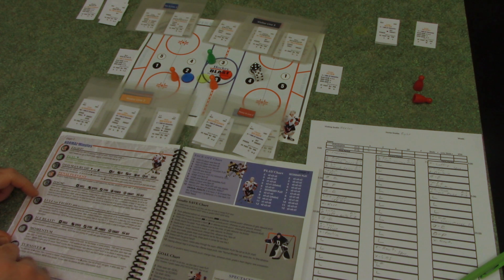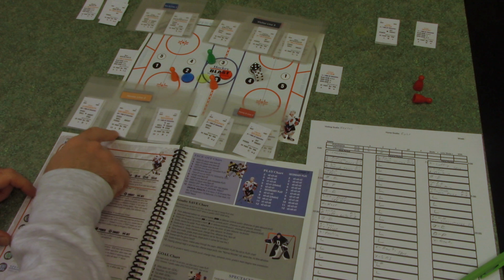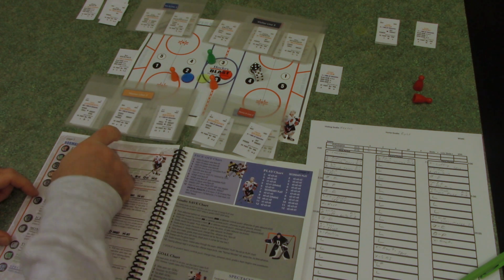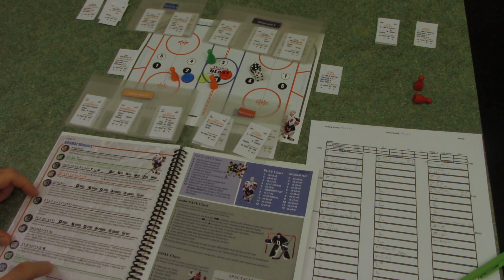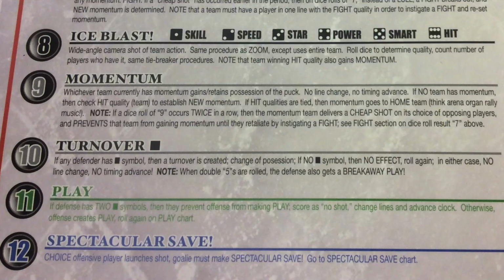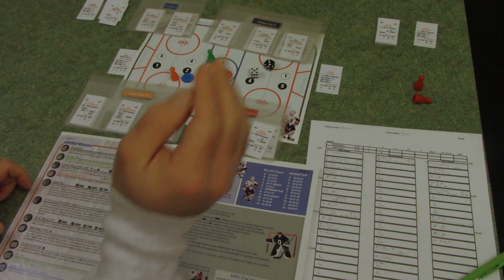We get a 10. It's a turnover. Oh, but Edmonton doesn't have anybody with the defensive symbol, which is too bad because on double fives, it then results in a breakaway play. Nothing happens there. No time advance. We'll keep the same lines on.